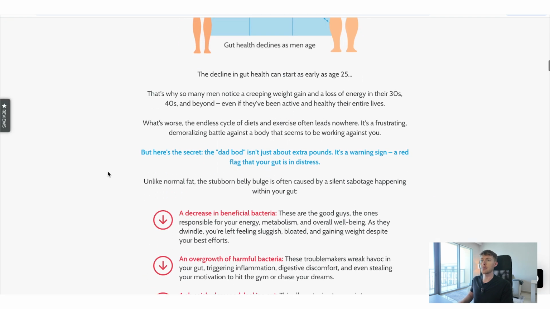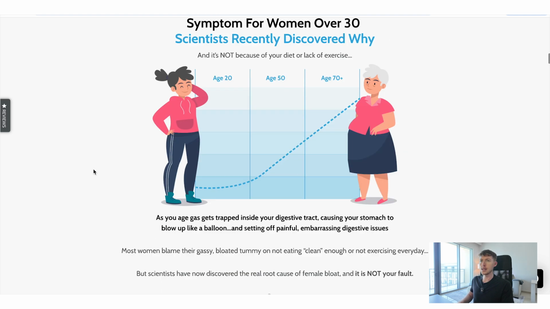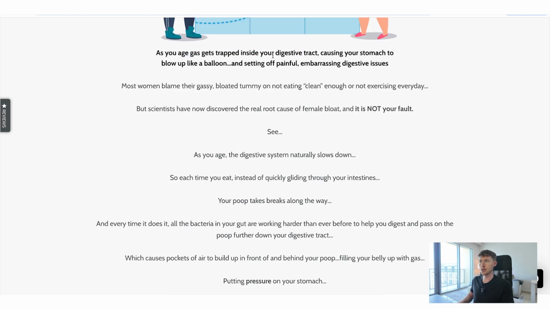So here we say the decline in gut health can start as early as age 25. That's why so many men notice creeping weight gain. And what's worse, the end of the cycle. But here's the secret, right? We introduce a new idea. The dad bod isn't just about extra pounds, it's a warning sign, a red flag that your gut is in distress. Here, the new idea is as you age, gas gets trapped in your digestive tract.